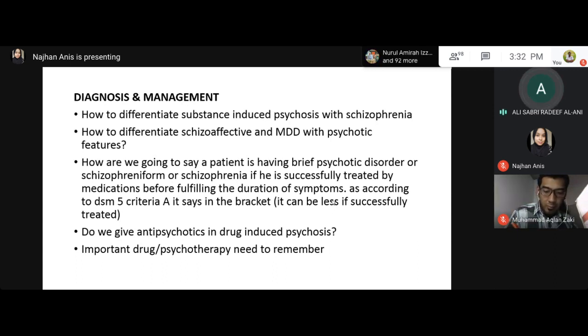Important drug for psychotherapy need to remember. I cannot understand what that question is. It's vague. All the drugs are important. You choose the drug that can suit the patient well. It depends on the diagnosis.